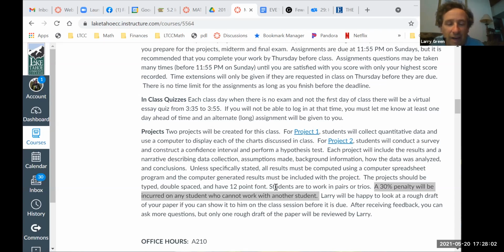And if you haven't communicated with your partner from project 1 and you're just assuming, make sure you communicate. Make sure that you still have your partner, your partner is okay working with you, and your partner's still in class and all that. So that's real important. You must have a partner for the project. Any questions on that first? Okay, then let me click on project 2.